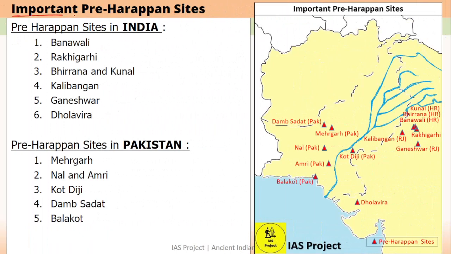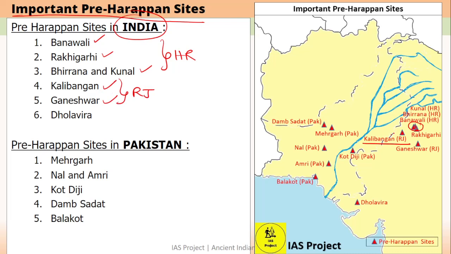Let's look at some of the important pre-Harappan sites on the map. First, let's talk about sites in India. We have Banawali, Rakhigarhi, Birana and Kunal village in Haryana. You can see Kunal village, Birana and Banawali, all three are located very close to each other. They are actually present in the western part of Haryana. Then we have Kalibangan and Ganeshwar, which are both located in Rajasthan. You can see Kalibangan here. Then we have Dholavira, which is located in Gujarat. You can see Dholavira over here.